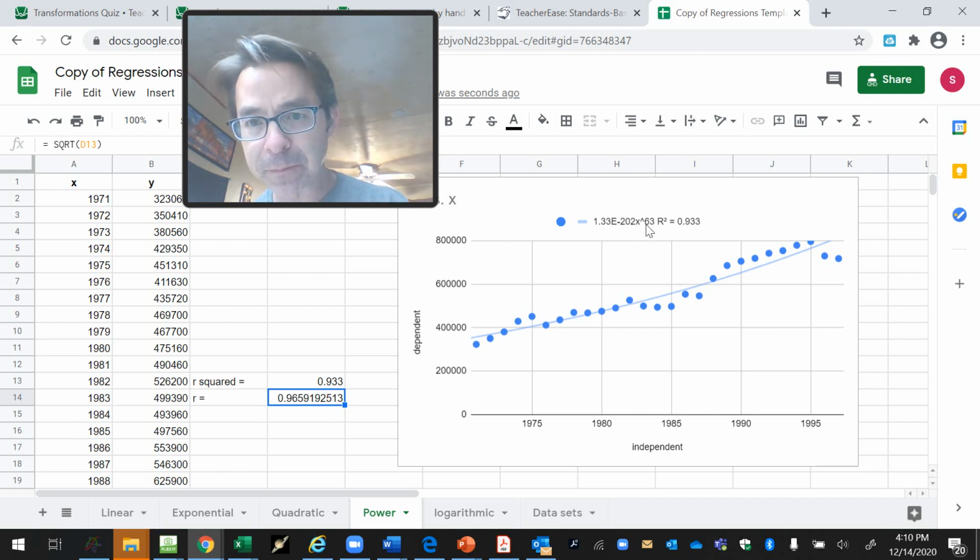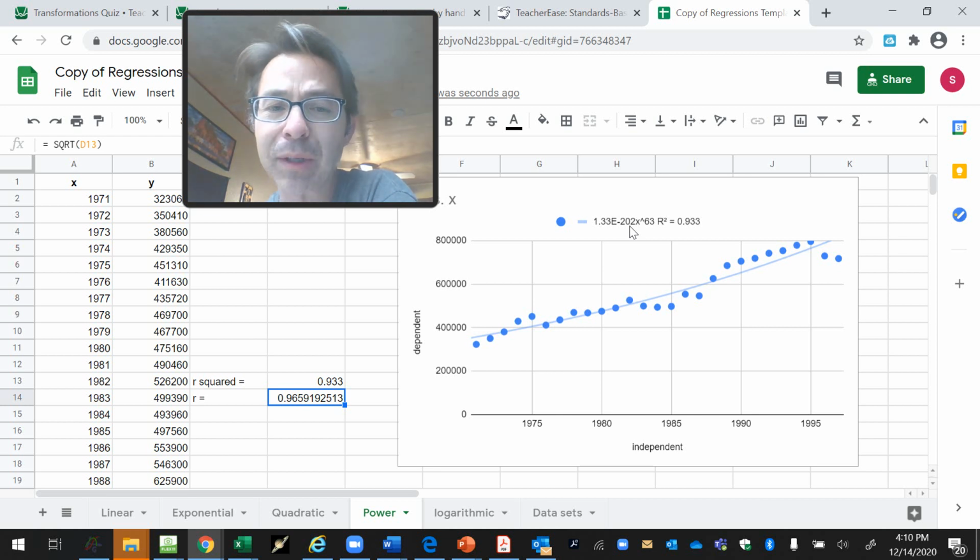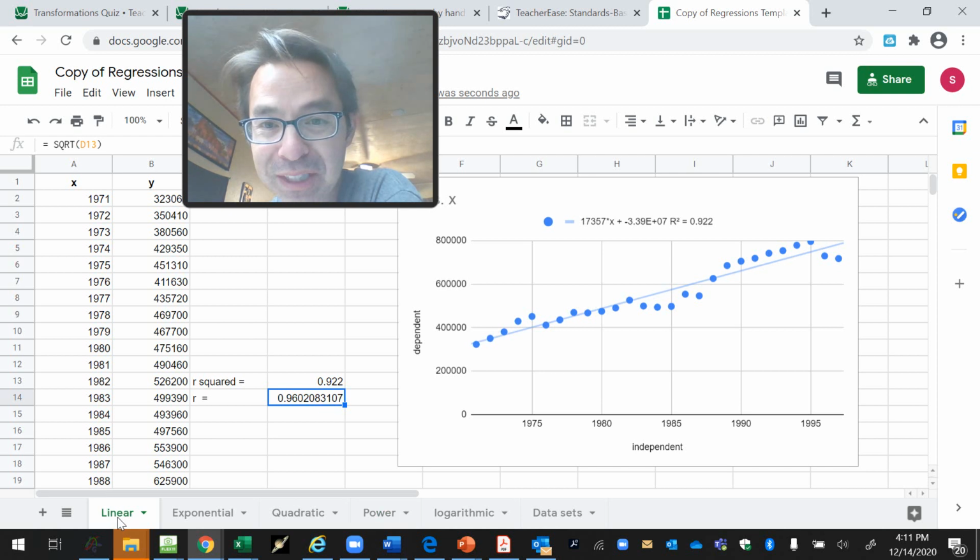Here's the thing though. Look at the equation. It's 1.33 e to the negative 202nd power. Guess what? I'm going to go with linear. All the R values are close enough that any of the models will give you an accurate prediction. So I'm going to go with the easiest of all the models. What the? Look at that.